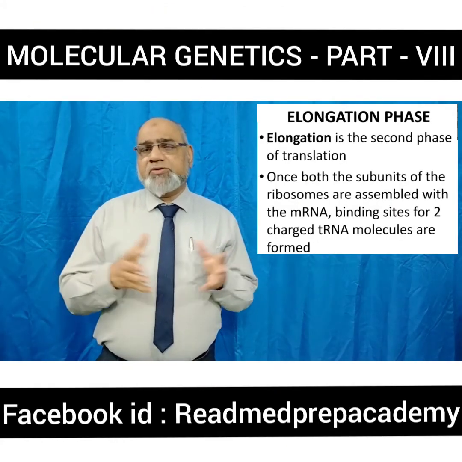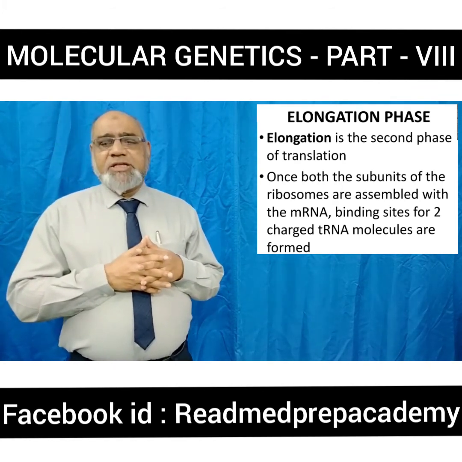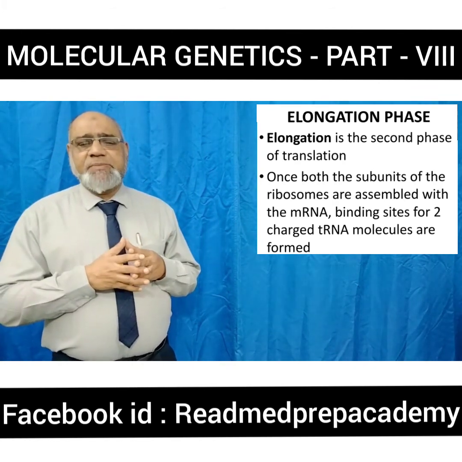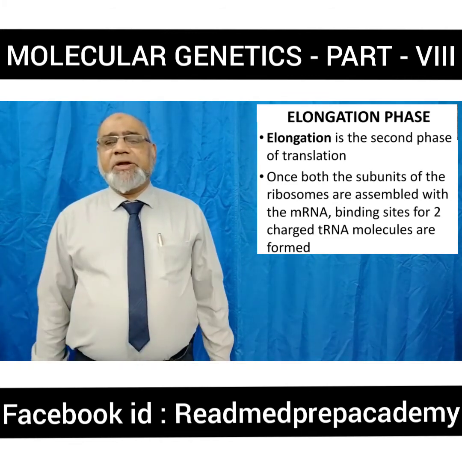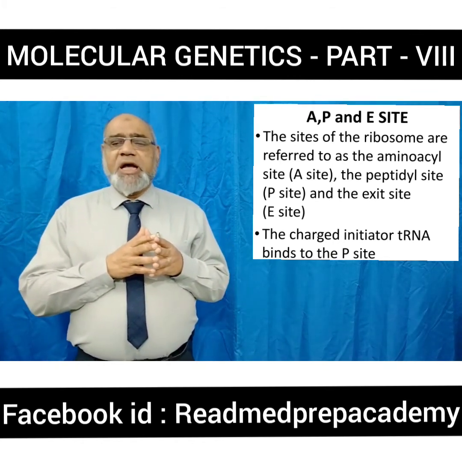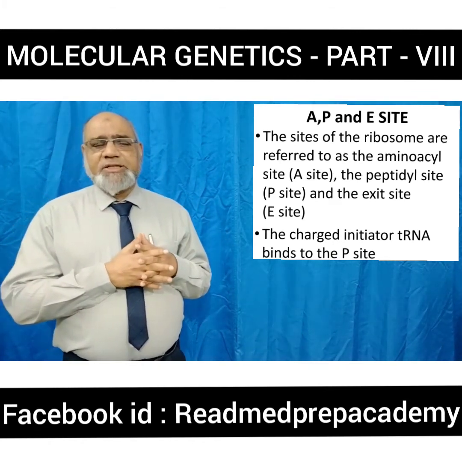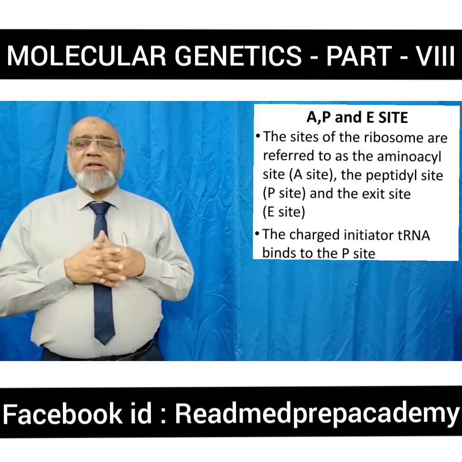Now next we will move on to the elongation phase. Elongation is the second phase of translation. Once both the subunits of the ribosomes are assembled with the messenger RNA, binding sites for 2 charged transfer RNA molecules are formed. The sites of the ribosome are referred to as the aminoacyl site, otherwise called the A site, the peptidyl site called the P site, and the exit site called the E site.